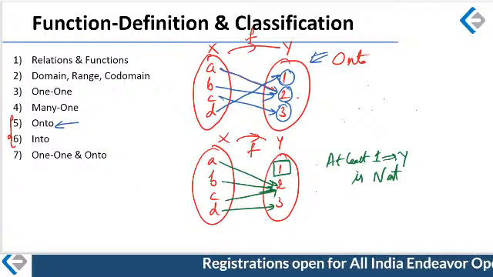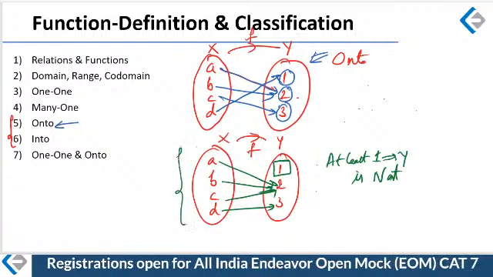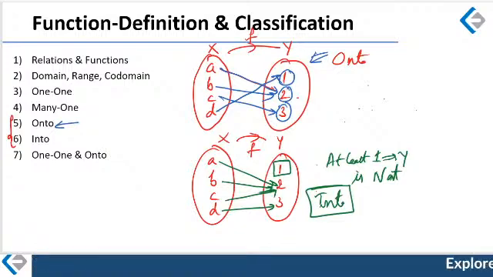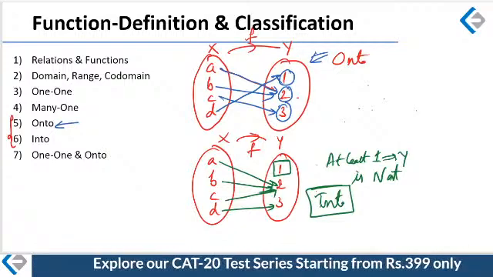Because one is not engaged, this becomes an into function. It's a function because every element of x is engaged, no doubt, but one of the elements of y is not engaged. Therefore, I'll give it the name into function. I hope everybody is clear with this.